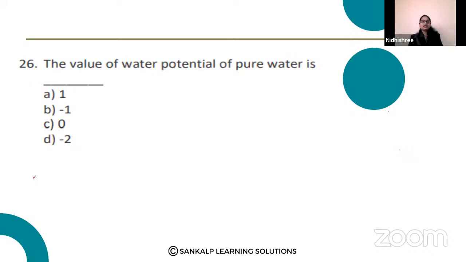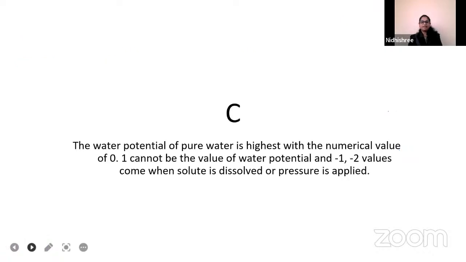So as they asked regarding pure water, it is considered as 0. So the right answer is option C, 0. Water potential of pure water is highest, with the numerical value not more than 0. 1 cannot be the value of water potential, and -1, -2 values will not come unless solute is dissolved or pressure is applied.